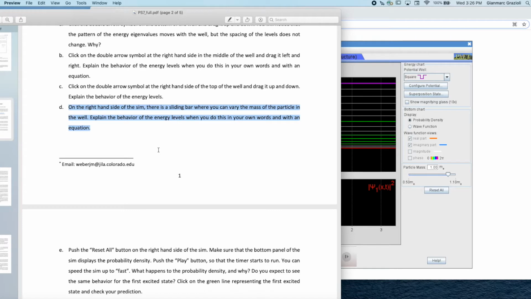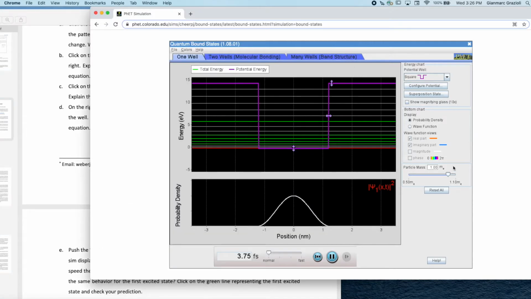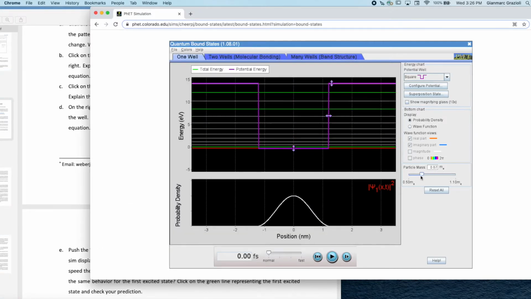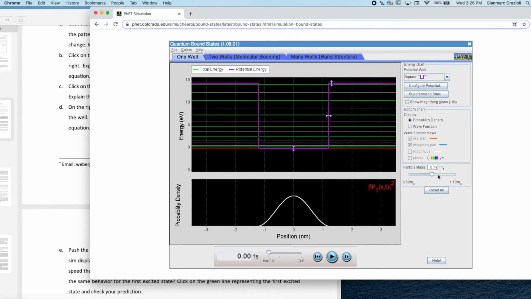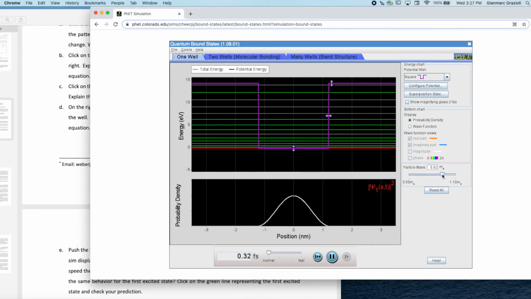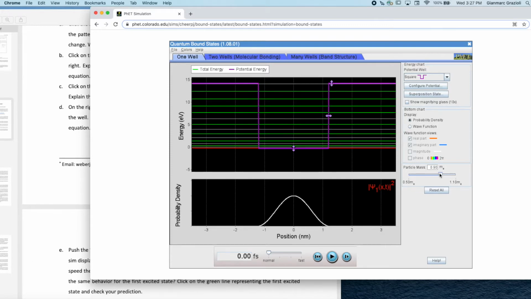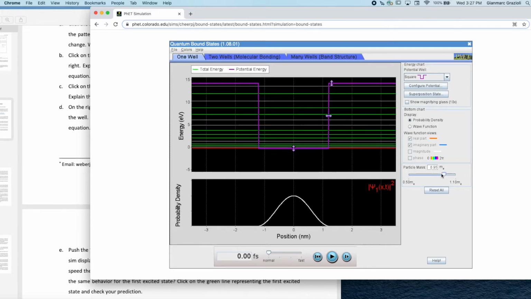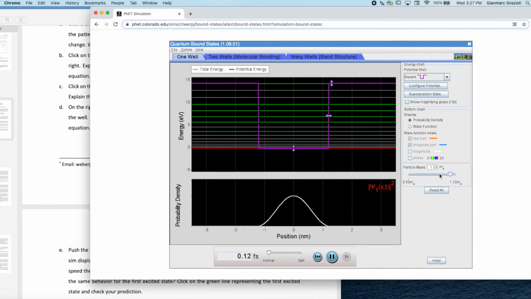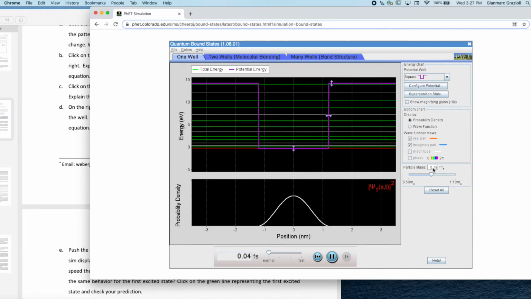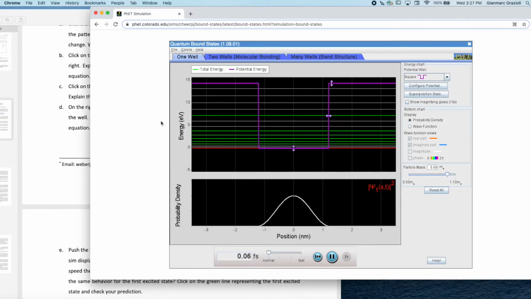All righty, on the right-hand side of the simulation, there is a sliding bar where you can vary the mass. I didn't even notice that. Let's see. We can change the mass of this thing. Here it is. Oh, that's cool. So this is something that the definition of the particle in a box in your book, I think they left the mass out in their description. So this is a more detailed picture. This is good.